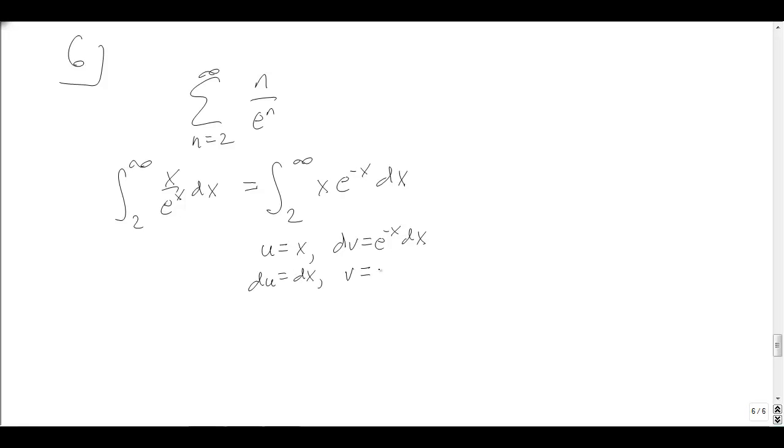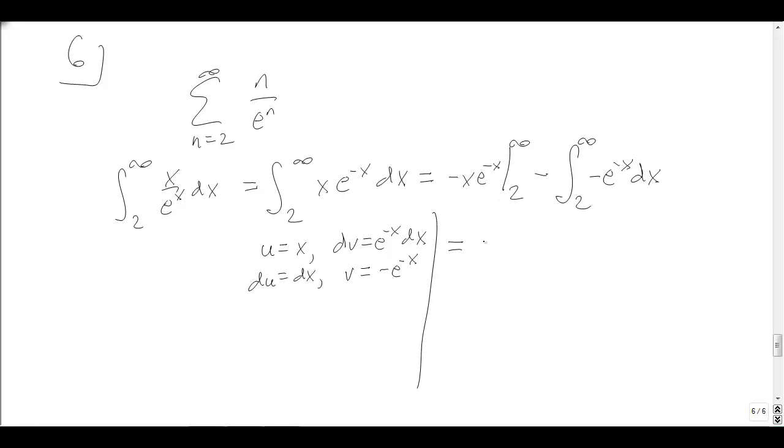V, if you integrate e to the negative x, you get negative e to the negative x. So that didn't really get much more complicated. You got a negative out in front, but that's just a constant. So what we get is uv, that's negative x e to the negative x. Now, because this is a definite integral, you evaluate those from 2 to infinity, minus the integral from 2 to infinity. So this was uv minus v du. So that's minus a negative e to the negative x dx.